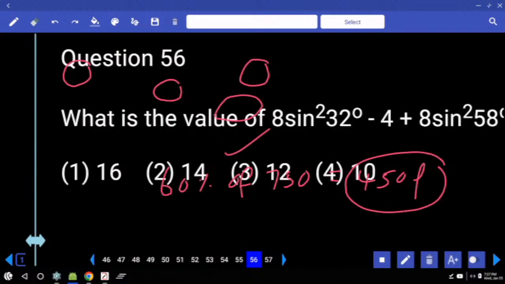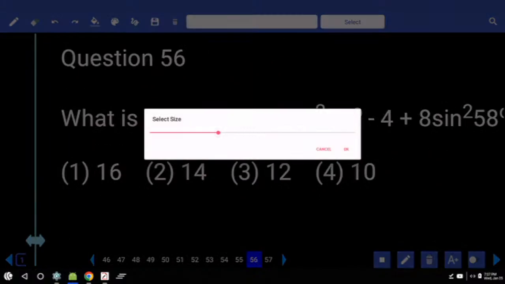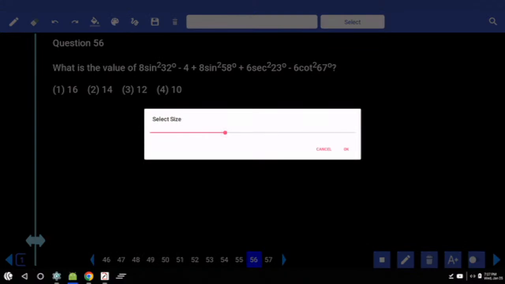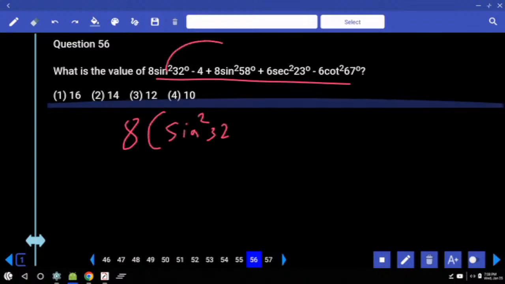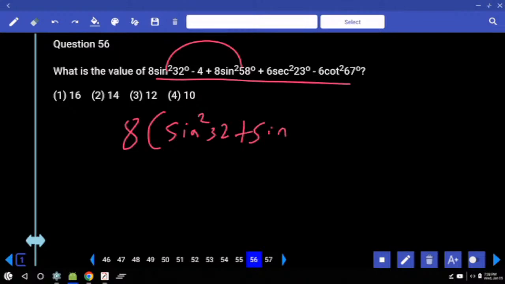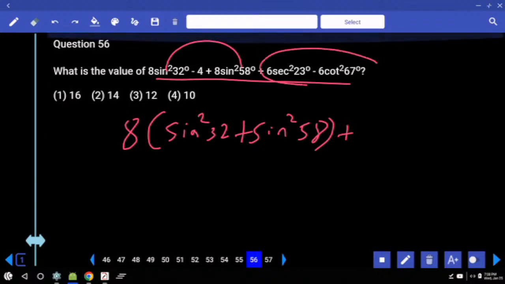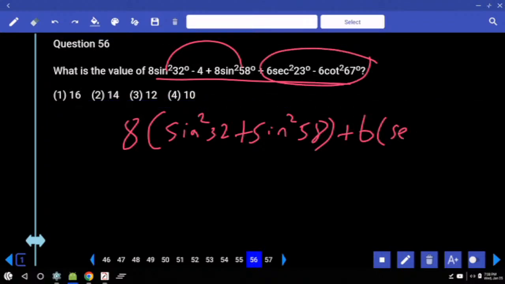Okay, right. Question 56, trigonometry. What is the value of 8 sin square 32 minus 4 plus 8 sin square... Now what I'll do is, I'll just regroup this like this. 8 into sin square 32, plus sine square 58. Similarly, I'll group one more thing. I'll take 6 common from this expression: secant square 23 minus cot square 67. Okay. This is what? Minus 4.